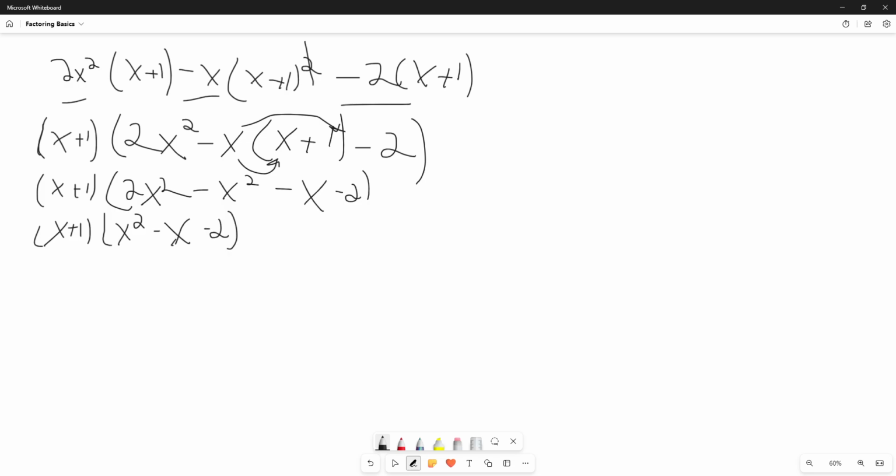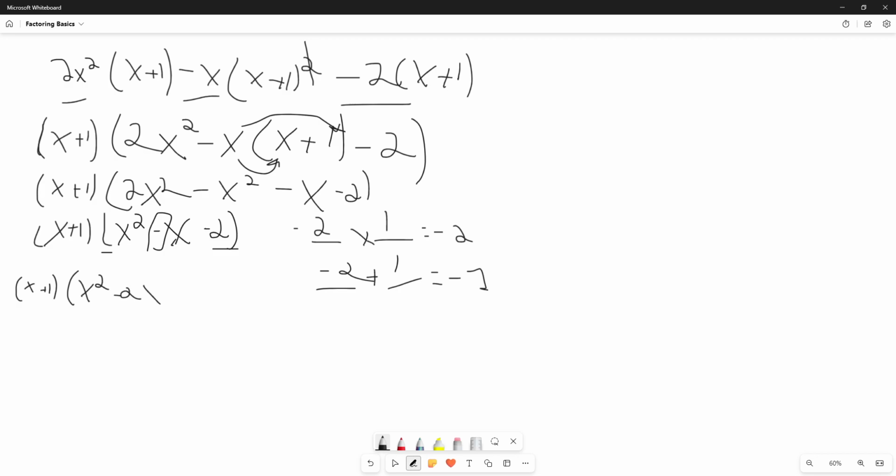Now we see what multiplies to these two numbers. So what multiplies to 1 times minus 2, and what adds up to here, the invisible minus 1. So what we do have here is minus 2 and 1. So minus 2 multiplied by 1 is minus 2, and minus 2 plus 1 is minus 1. So we have an x plus 1 here. We have x squared. Now we can write it out, minus 2x plus x minus 2.